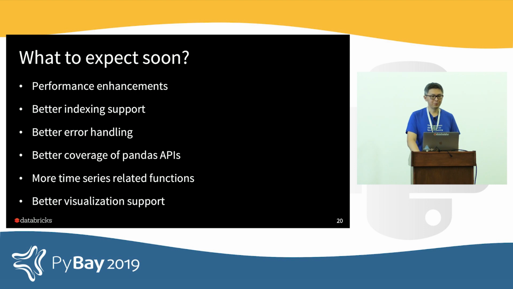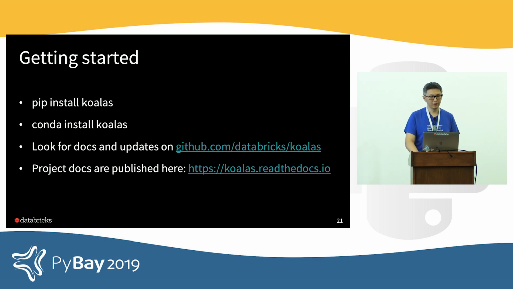We will keep adding new features in the upcoming releases, like improving performance and better index support, and improving the error handling. We heard a lot of complaints about our error handling in PySpark, like the Scala stack traces and Java stack traces being very hard to understand, and we try to improve that on the Koalas side also. We will also add more Pandas APIs and better support for time series and visualization, like plotting, to implement many different types of plots.